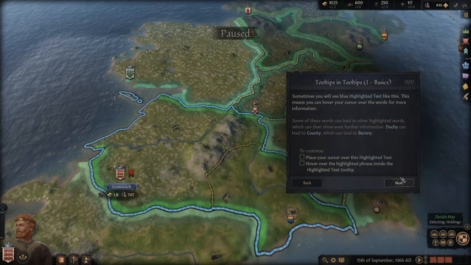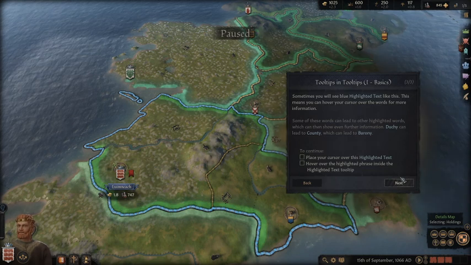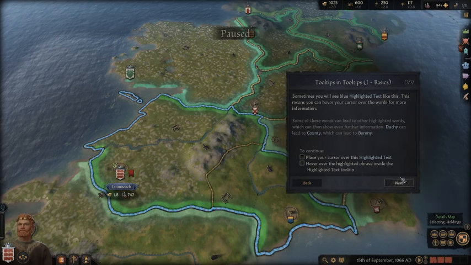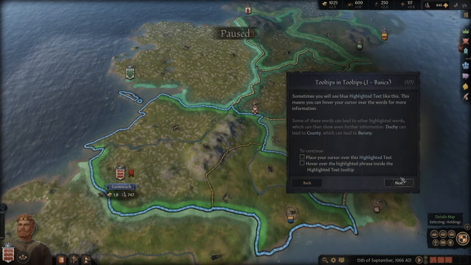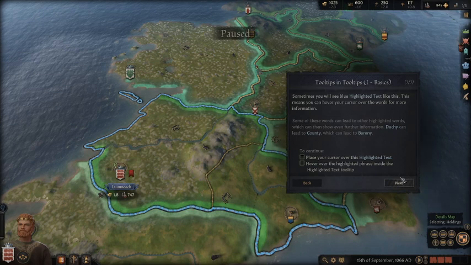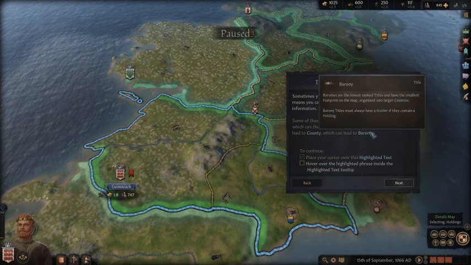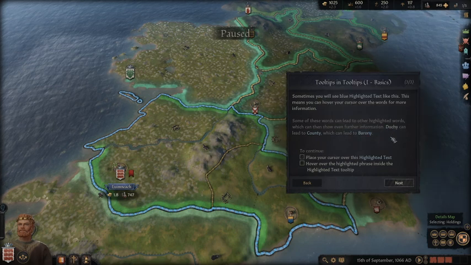Sometimes you'll see blue highlighted text like this. This means you can hover your cursor over the words for more information. Some of these words can lead to other highlighted words, which can then show even further information. So then duchy can lead to county, which can lead to barony.